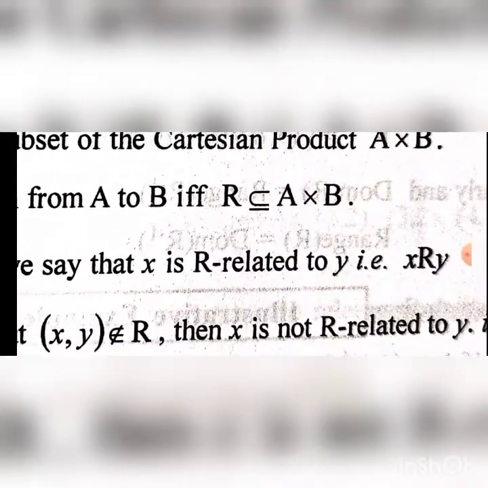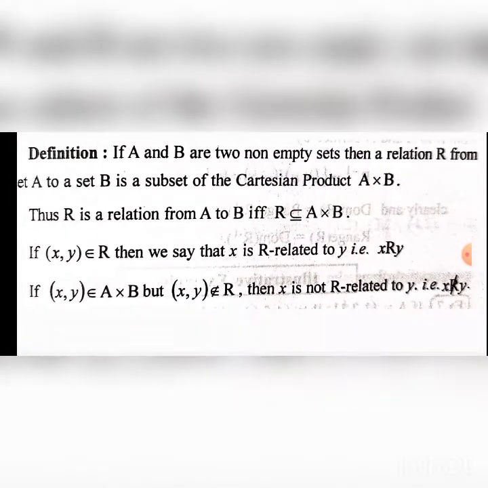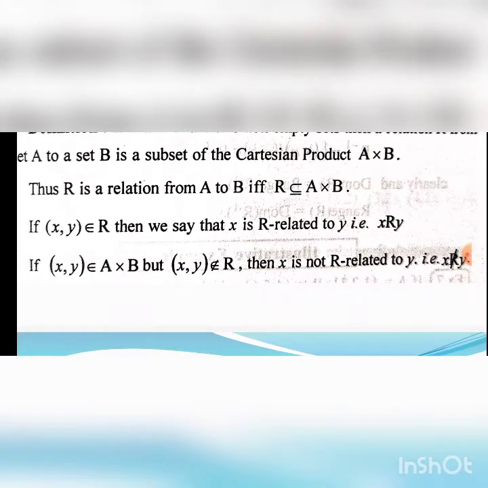Thus, R is a relation from A to B if and only if R is a subset of A cross B. This means we define the relation from the elements of set A cross B, that is, ordered pairs of elements. See, if ordered pair (X, Y) belongs to R, then we say that X is related to Y, that is, X R Y.